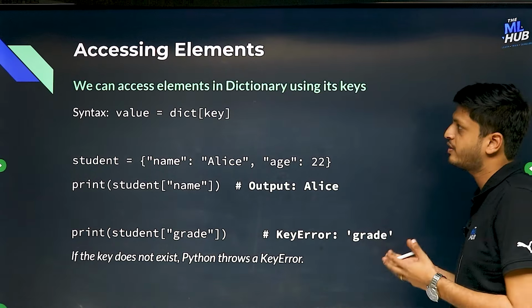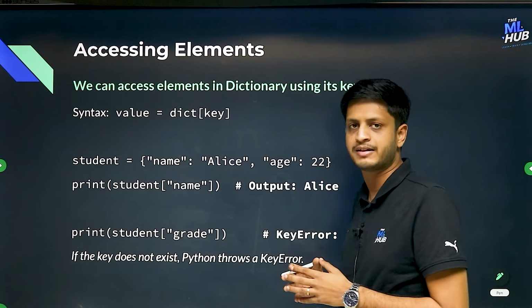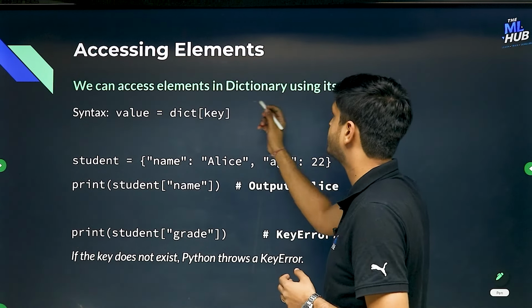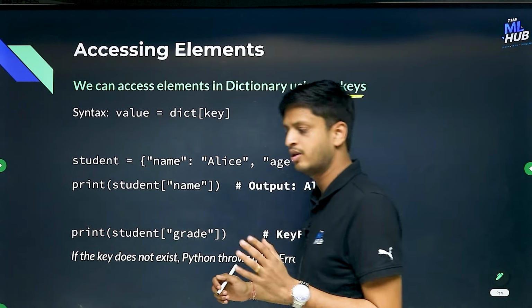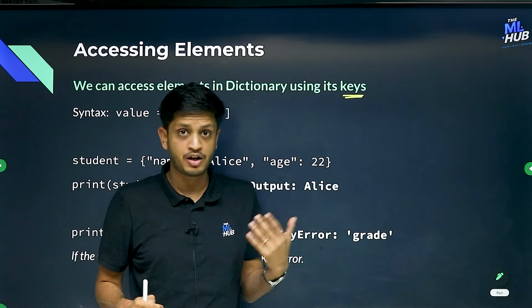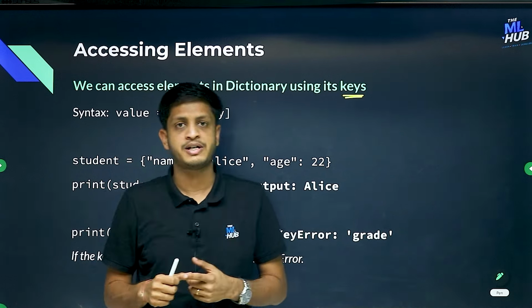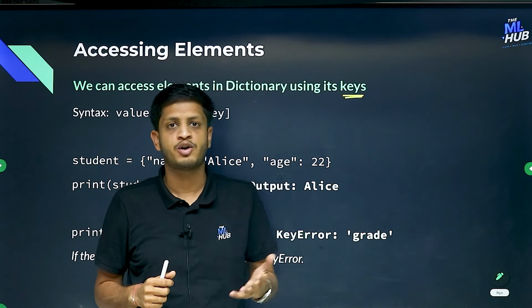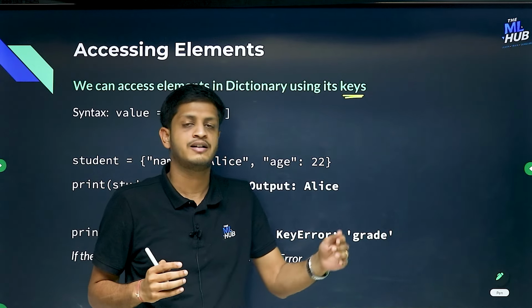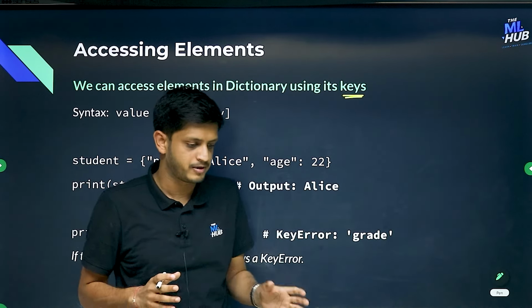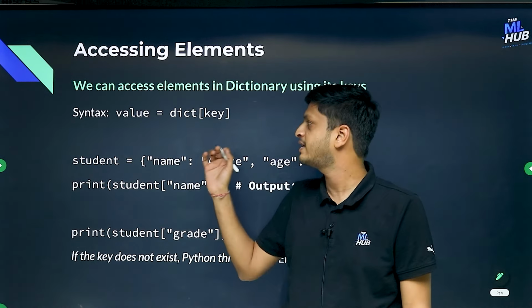Okay, now let's look at accessing elements in a dictionary in Python. So we can access elements in a dictionary using its keys. Only using keys, not position. Although dictionaries are ordered now, after Python 3.7, still you cannot access an element using its position, which means first, second, third position. It is not possible. You can only access them using their keys.